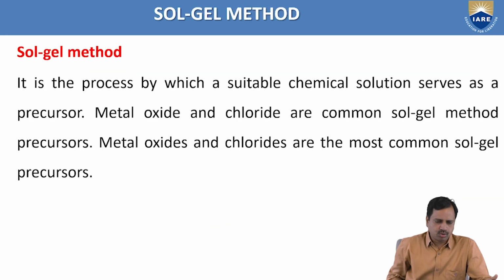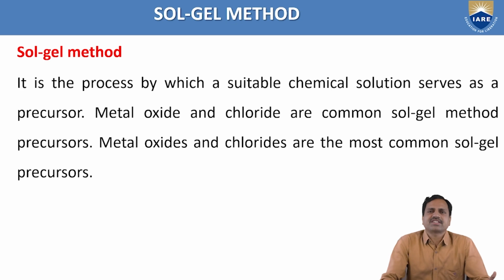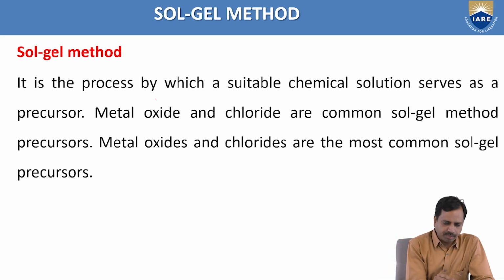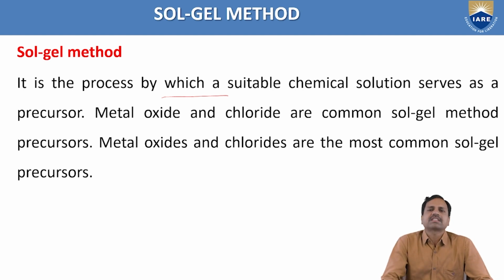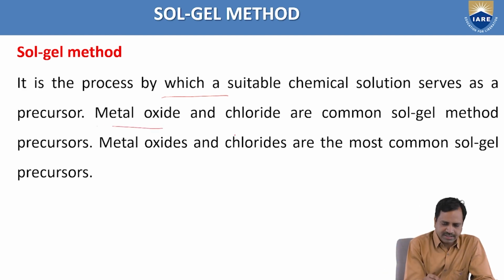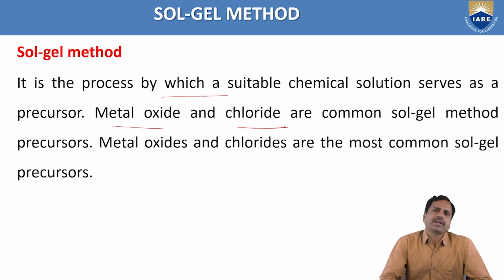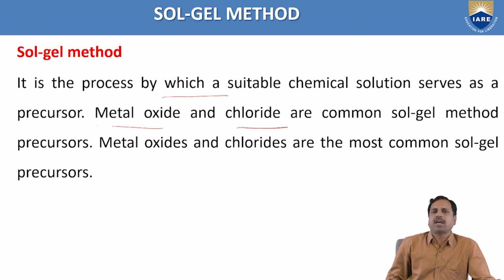So today we'll see what the sol gel method is. It is a very important and very easy synthesis method of nanomaterials. It is a process by which a suitable chemical solution serves as a precursor material. Metal oxides and chlorides are common sol gel method precursors. Generally, the source will be taken in the form of chlorides or metal oxides. Metal oxides and chlorides are the most common sol gel precursors. A sol gel precursor is nothing but the starting material for the synthesis of the nanomaterial.